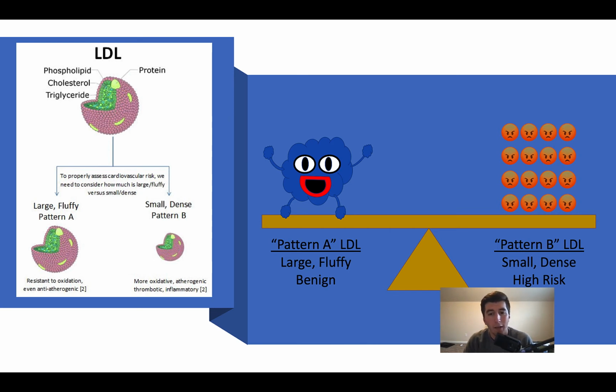That pattern A LDL is going to be the large, fluffy, and benign LDL for the most part, right? This is going to be the one that's not really causing any disease whatsoever. It might actually be protective in many ways. Our pattern B LDL is going to be our small, dense, high-risk LDL. This is going to be the one that's more likely to cause damage, more likely to get in between the intima of the vasculature and cause these fatty streaks and plaques and stuff like that.